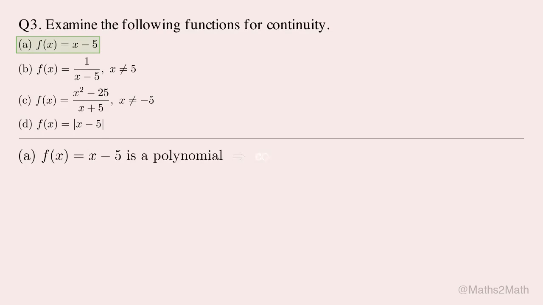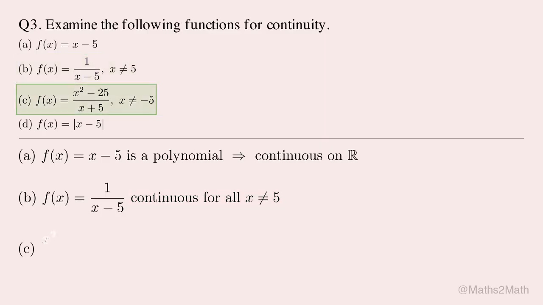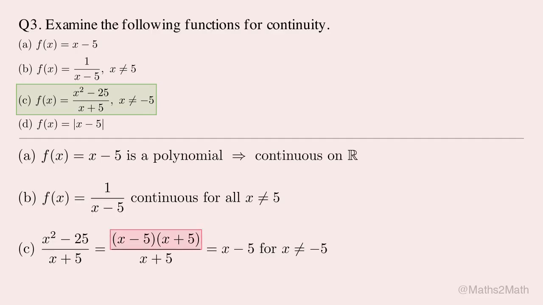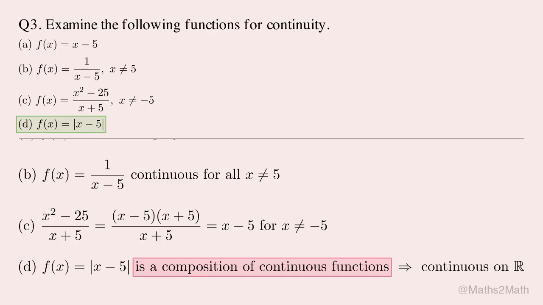Part A, every polynomial is continuous at every real number, since direct substitution gives the limit. Part B, on its domain x not equal to 5, the denominator never vanishes, and a quotient of continuous functions is continuous. Part C, factor the numerator. On the domain, the factor x plus 5 cancels, leaving the polynomial x minus 5. So part C is continuous at every point of its domain. Part D, the modulus function is continuous, and so is x minus 5. Their composition is continuous everywhere.